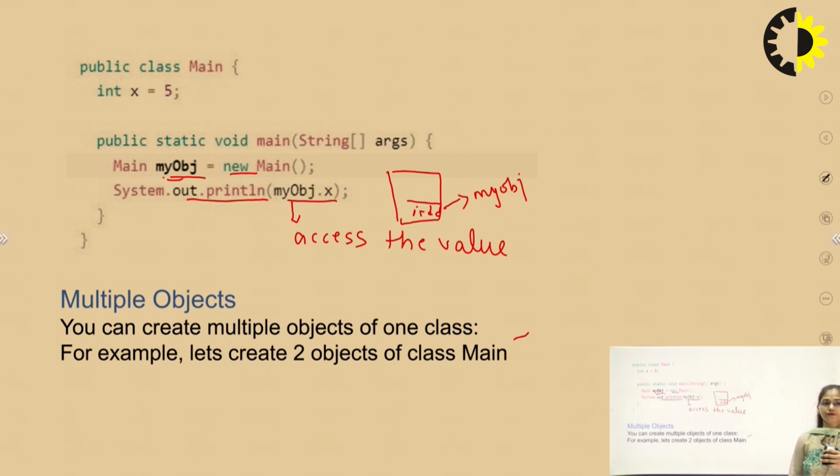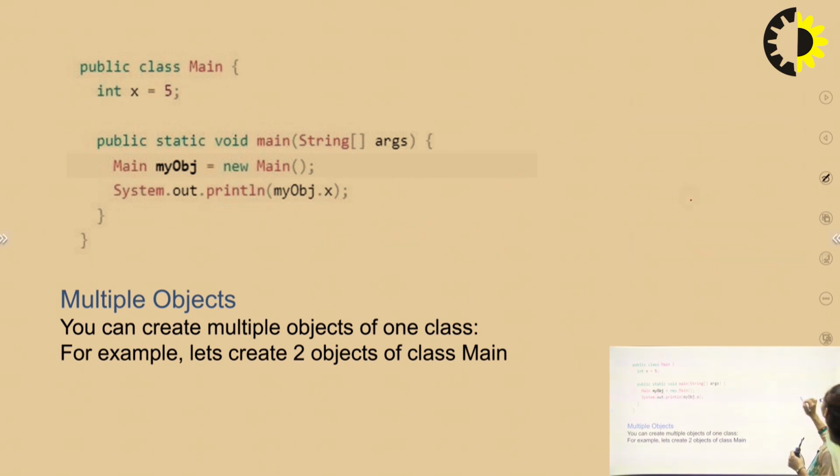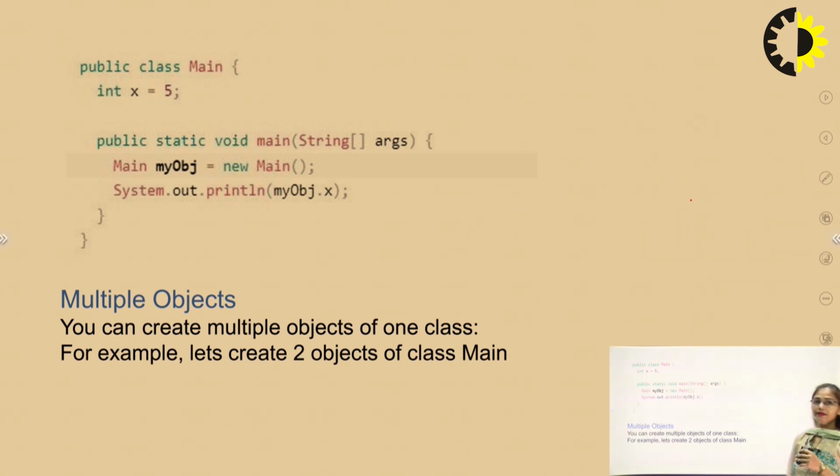So, for creating multiple objects, in this particular public class main, we have seen how the objects are created.